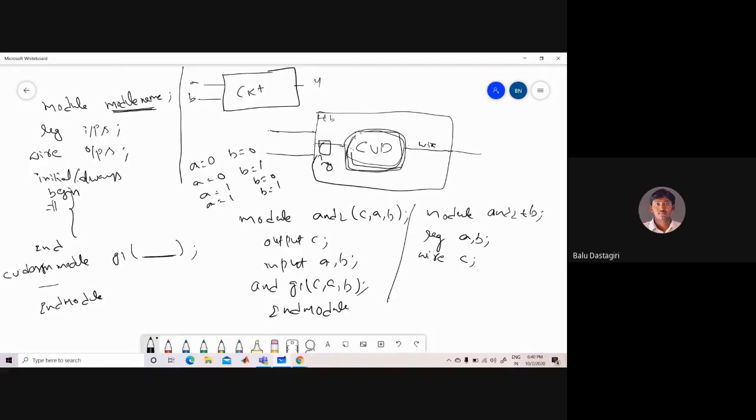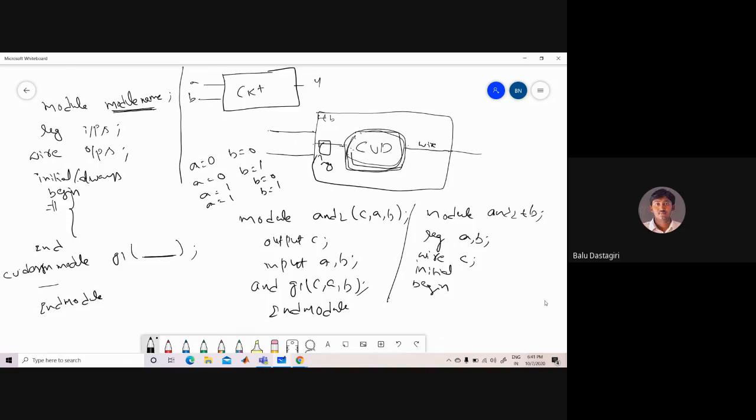As I told you, the inputs must be declared as registers in the test bench, and the outputs are declared as wires. Now after this declaration, we can call the main module here, or we can call it after the declaration of the initial or always block. So let us see the initial block. Initial begin. Here we have started the initial block.